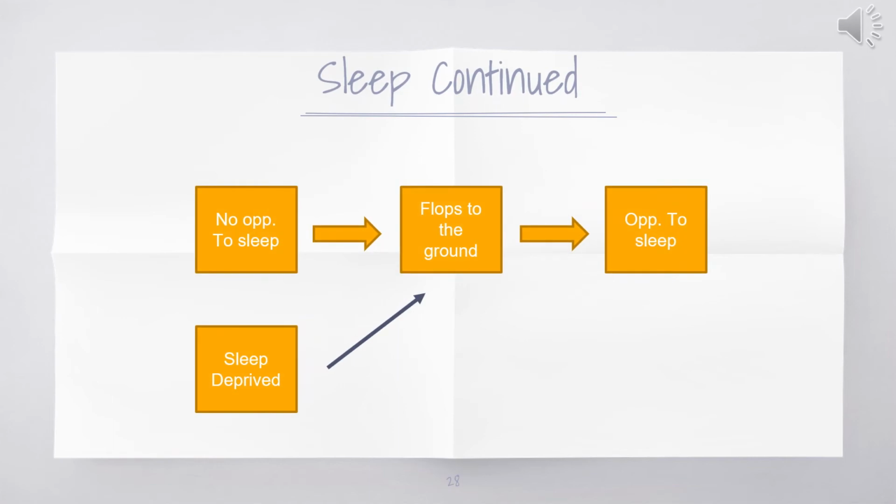Here we have a contingency diagram for flopping to the ground. The MO here, sleep deprivation, increases the reinforcing effectiveness of getting the opportunity to sleep. Therefore, the client may engage in behaviors that would result in that. In this example, flopping to the ground allows the client the opportunity to sleep, which they are highly motivated for.